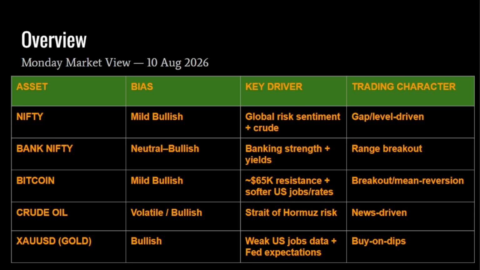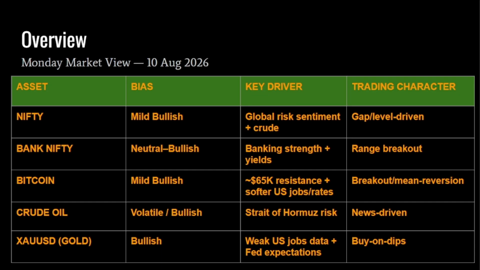Overall market view. Let's first look at the overall market view bias. For Nifty, the bias is mildly bullish. The major drivers are global risk sentiment and crude oil, and the market is expected to be mainly gap and level driven. For Bank Nifty, the view is neutral to bullish. Banking strength and bond yields will be important, and we could see a range breakout type of movement.